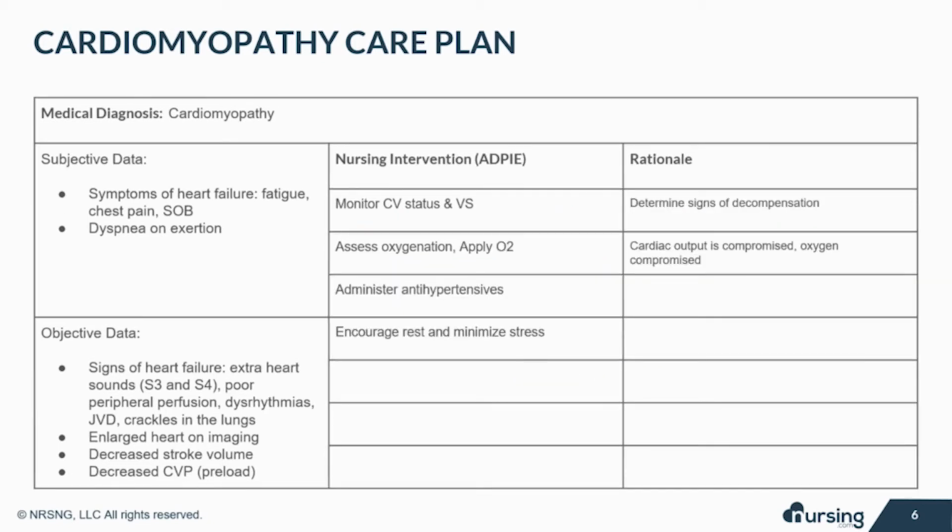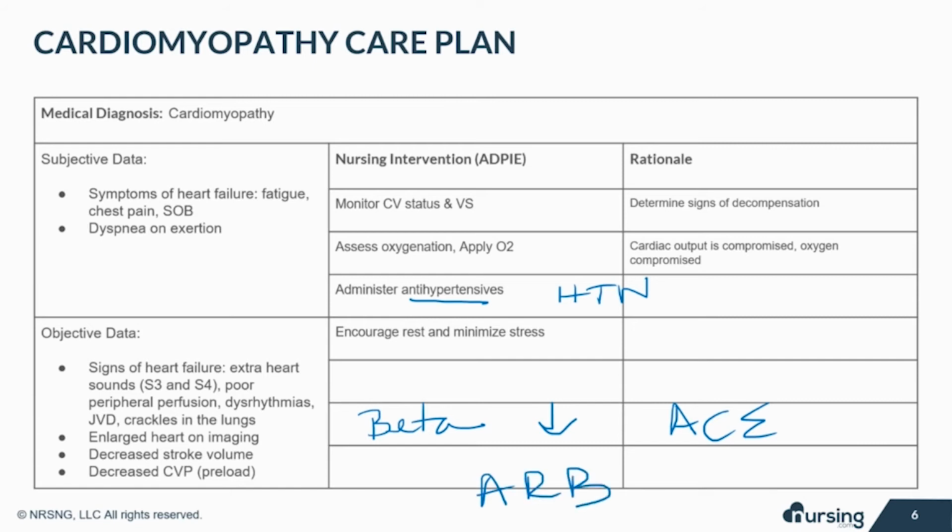Another nursing intervention includes administering antihypertensives to control the hypertension, to control the symptoms, and to prevent any further damage to the heart muscle. Beta blockers work by decreasing the workload on the heart. ACE inhibitors work to decrease the afterload. ARBs, or angiotensin II receptor blockers, also decrease afterload. Diuretics decrease preload.